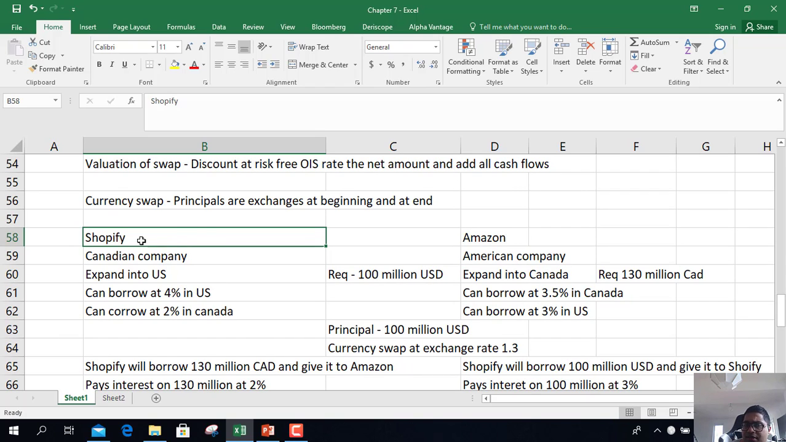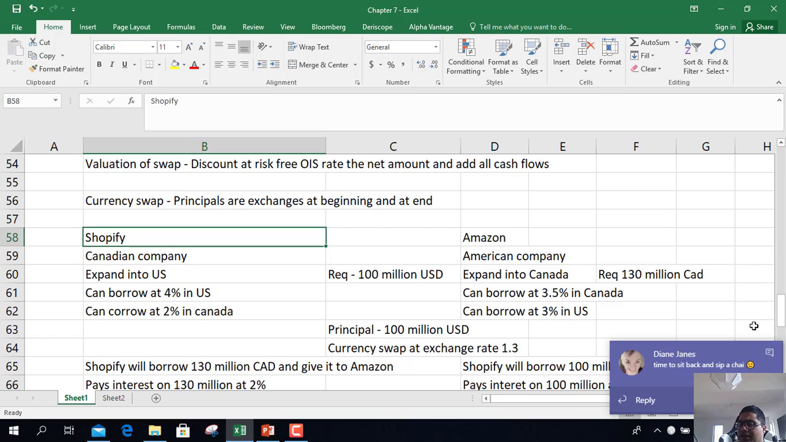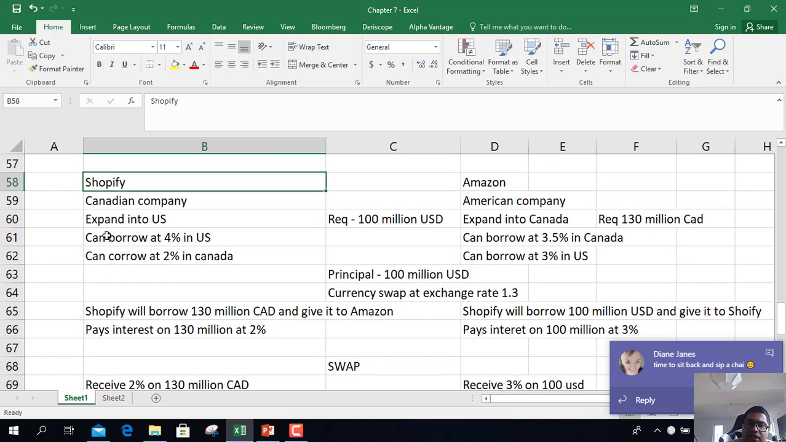Shopify is a Canadian company, Amazon is an American company. Shopify wants to expand into the United States, and it requires 100 million US dollars to do so. Amazon wants to expand further into Canada, which requires 130 million Canadian dollars.